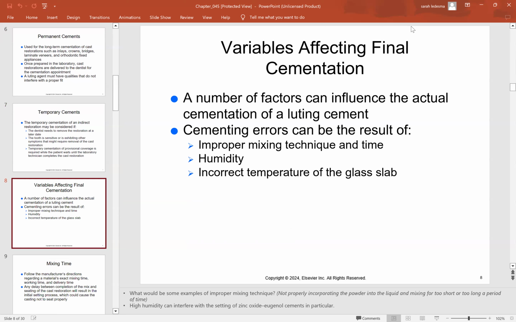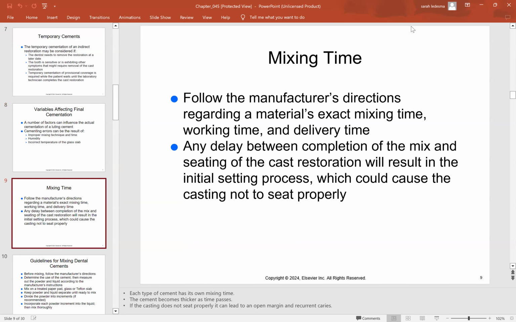Variables affecting final cementation might be a number of factors. They could include improper mixing technique and time, humidity, and incorrect temperature of the glass slab. For mixing time, we're going to follow the manufacturer's directions regarding a material's exact mixing time, working time, and also delivery time. Any delay between completion of the mix and setting of the cast restoration will result in the initial setting process, which could cause the casting not to seat properly.